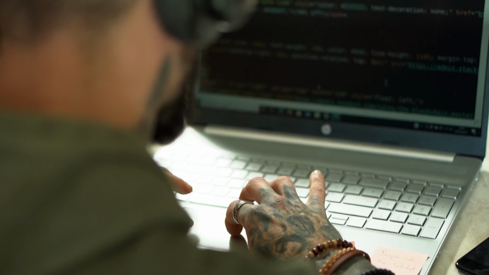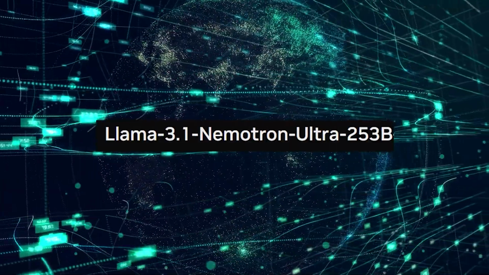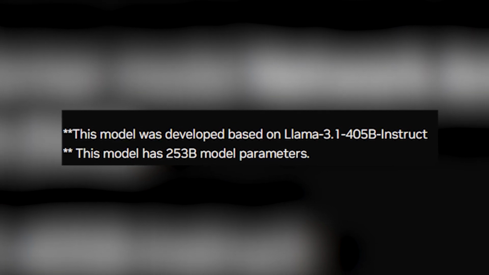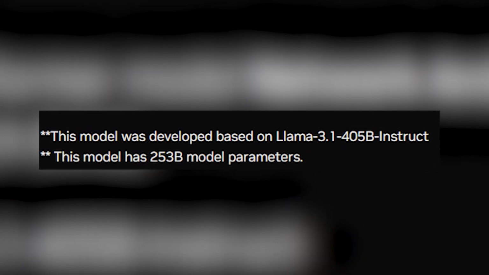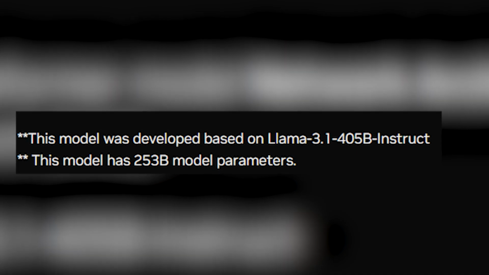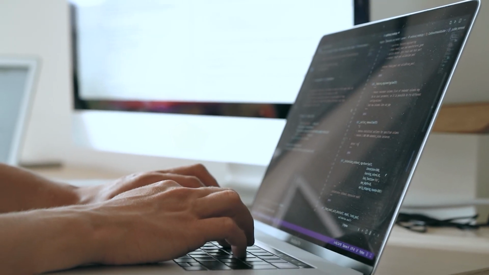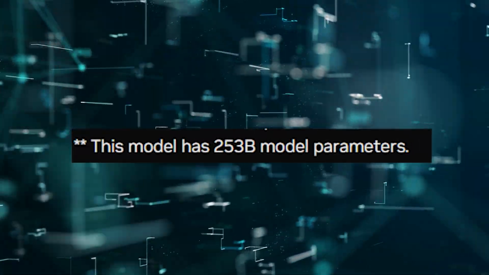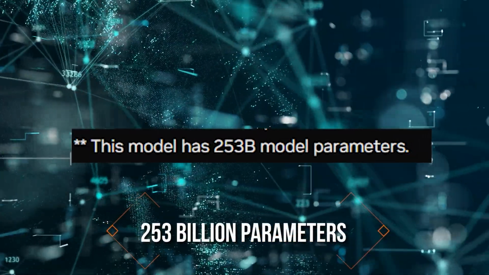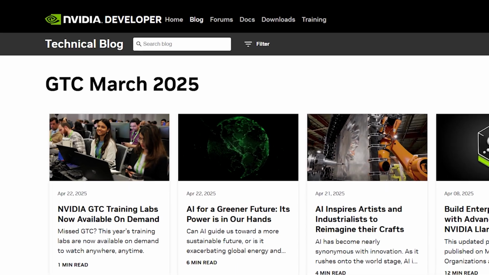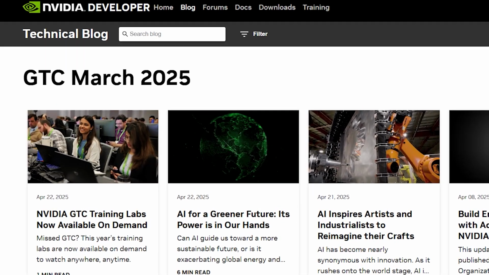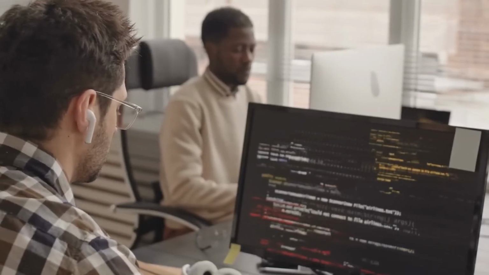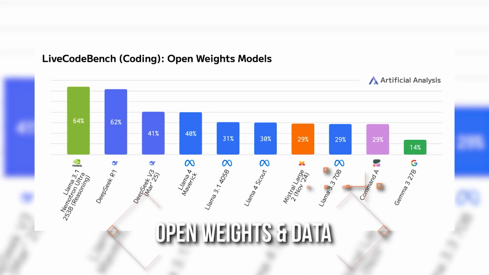Okay, now let's zoom in on the main event. Llama 3.1 Nemotron Ultra 253B. This is a dense model, meaning all its 253 billion parameters are active during inference, unlike Mixture of Experts or MoE models where only parts are used at a time. Remember that number, 253 billion parameters. NVIDIA actually first teased this model back at their GTC conference in March, and the hype has been building. Now, they've delivered.